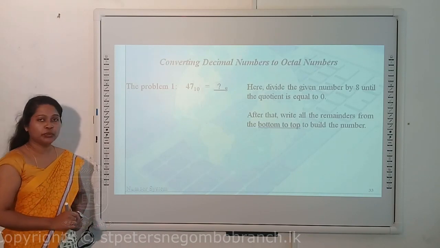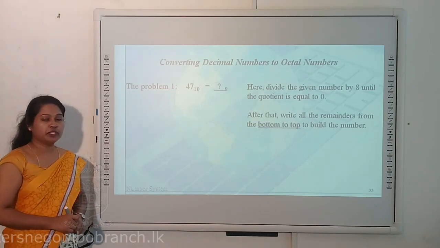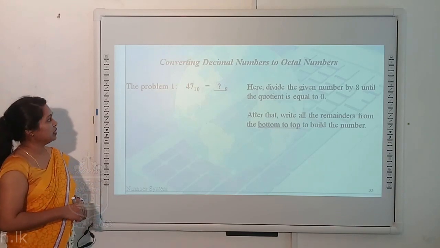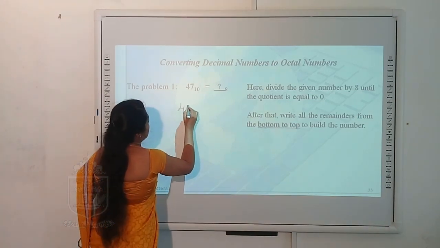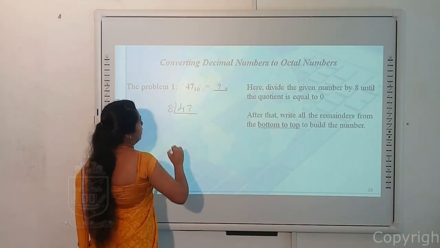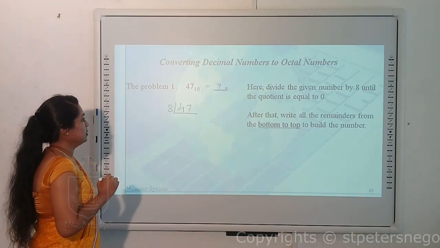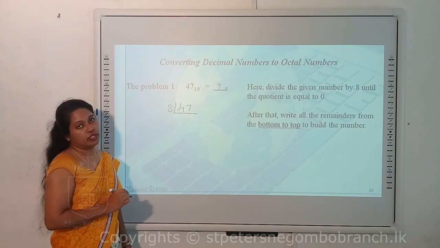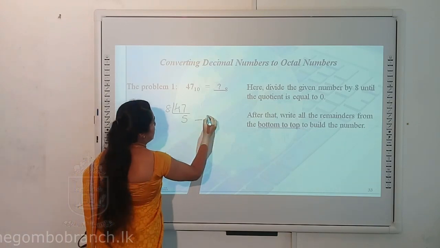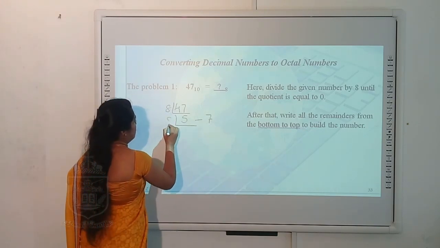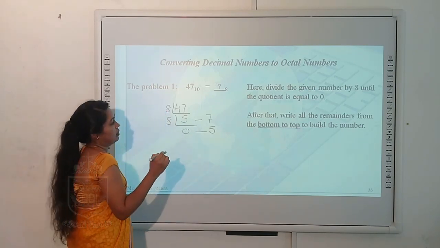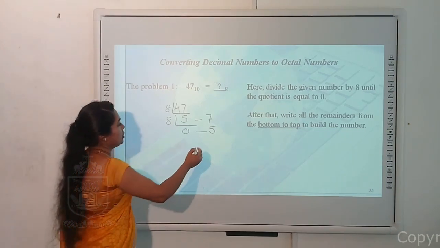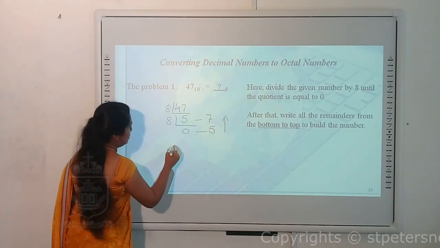Converting decimal numbers to octal numbers. Then how to convert the decimal number to octal number? Problem 1. 47 divided by 8. Then divide the given number by 8 until the quotient is equal to 0. 5 into 8, 40. 7 to 0. After that, write all remainders from the bottom to top to build the answer.